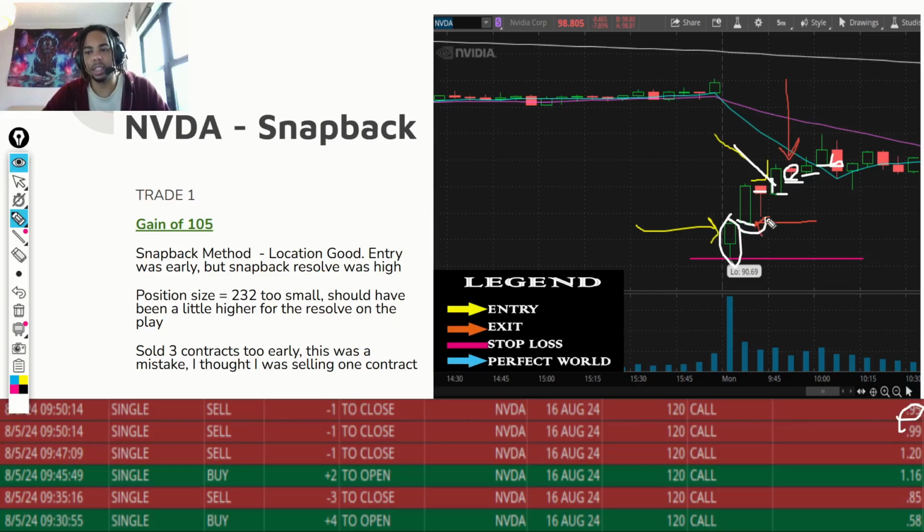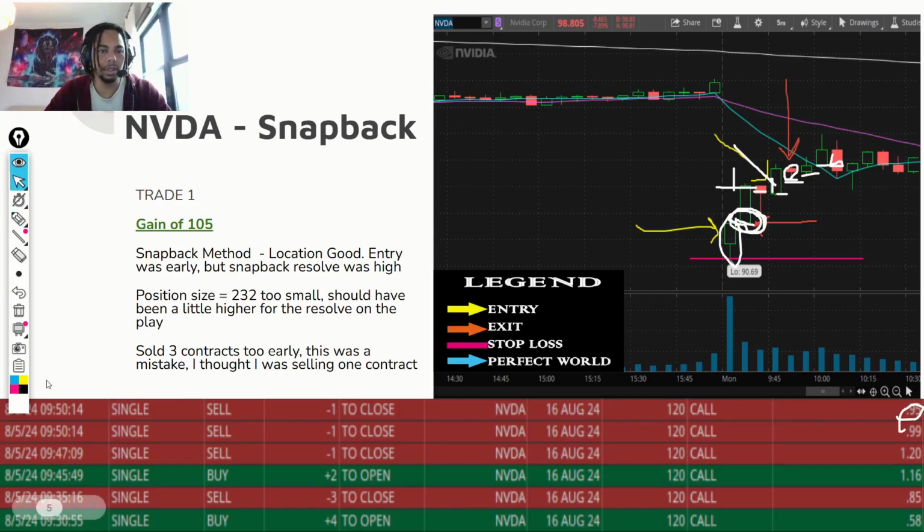The only thing that really sucked here was getting rid of the 3 way too soon. That should have been 1 contract, and I probably would have got 1 more out at the end of this candle. And I think it would have just ran so much more smoothly. But it is what it is. We still have a profit on the play.